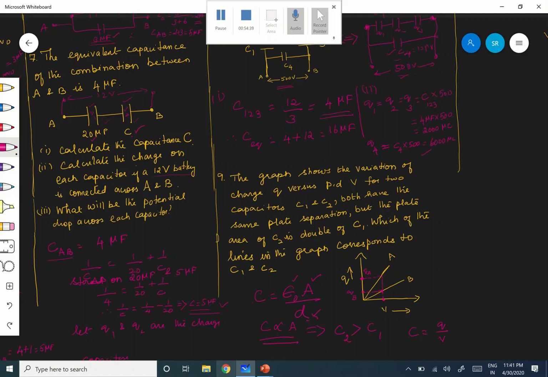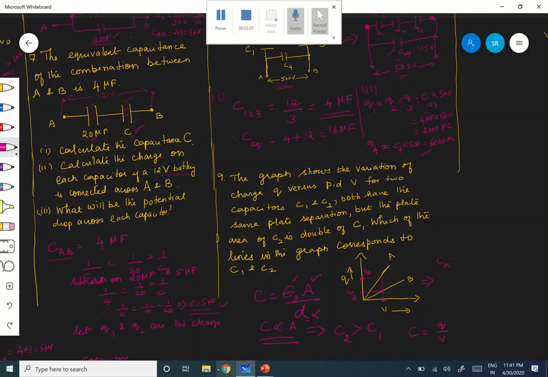Are you following? The voltage is the same. I have taken the same voltage. That same voltage corresponds to different Q's in A and B. Wherever the vertical line intercepts, here it is QB and here it is QA. Therefore, now this implies, what is your CA?